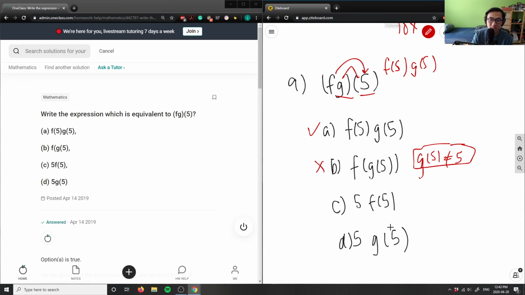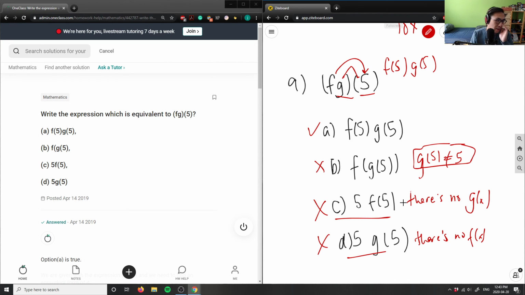Again, C here doesn't even account for my g function, right? There's no g of x here, and there's no f of x here. C and D don't even account for the other function here. So these two are definitely wrong, and A here is my correct answer. Again, this 5 needs to be distributed. It has to be evaluated as f at 5 times g at 5, and not simply just one of those functions here.